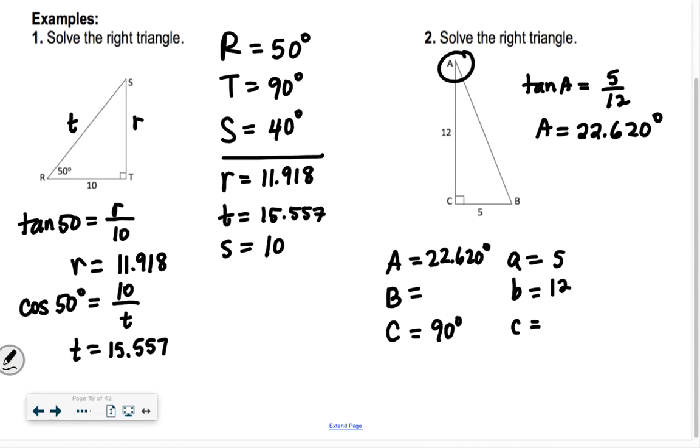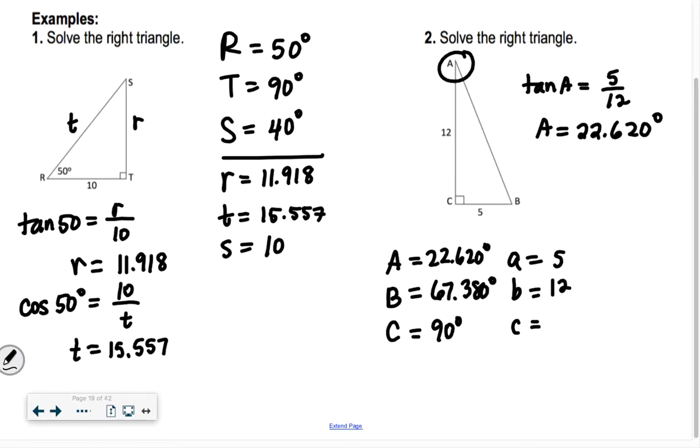Okay, so then we can find B by doing 180 minus 90 minus that 22 number. Or you could just do 90 minus, right, if you already knew one of them was 90. So 67.380. Is this making sense? So you just do tan to the negative 1 and then put 5 over 12. You can do it all together, like inverse tangent of 5 over 12.